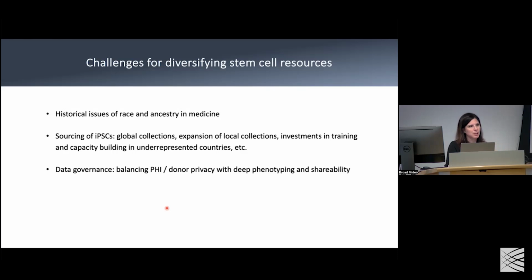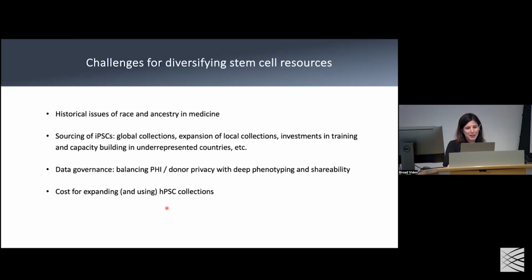Also, how the data is governed can be really challenging, obviously from a scientific perspective. The more data, the better. And we want this data to be publicly accessible to everyone. We want deep clinical phenotyping. We want to be able to share the data and the cell lines with anyone, anywhere in the world. However, it's also important to balance this with the need to protect personal health information and donor privacy and the many rules and legislation that exist around this.